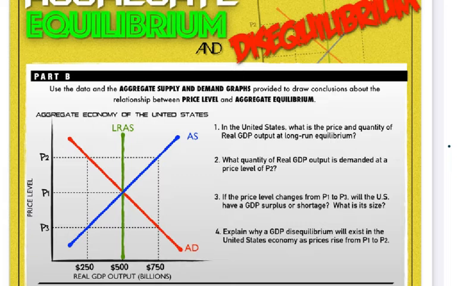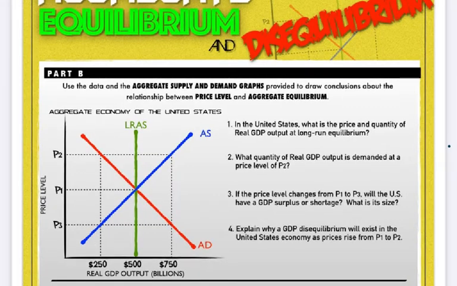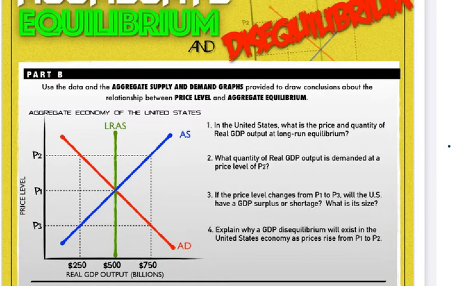Number one says, in the United States, what is the price and quantity of real GDP output at the long run equilibrium? Well, guys, the long run equilibrium is right here, the long run aggregate supply, which means that our price and quantity of real GDP needs to be at 500, and it is at price level 1, so it's P1 and $500 billion. That is the answer for number one.